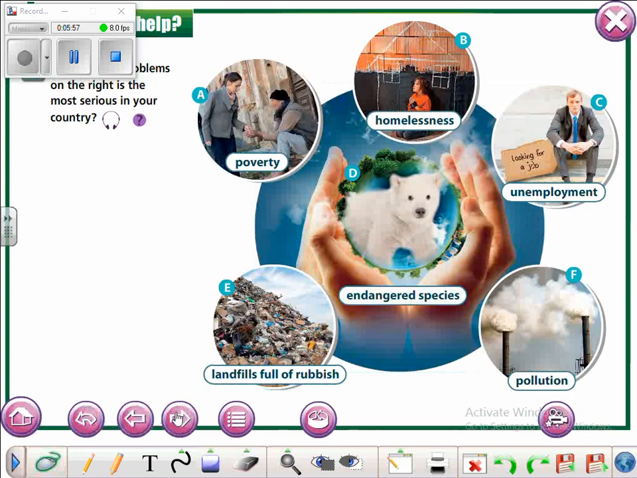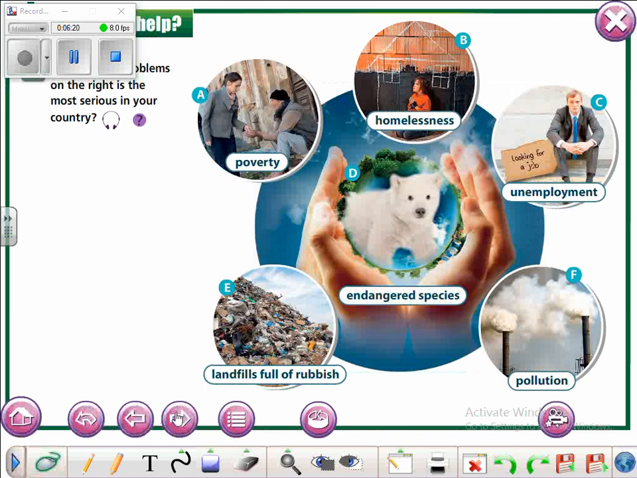Okay, so which of these problems are the most serious in your country? So in Egypt, which is the most serious? Poverty, homelessness, unemployment, endangered species, pollution, landfills full of rubbish. What do you think? Yes, they all are in Egypt, but which is the most serious?